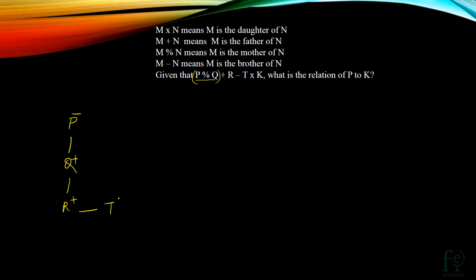Okay. Now T cross K. T cross K means T is the daughter of K. Now what is the relation of P to K? Here you can see Q and K are coming together in the same level of generation. What is the relation between Q and K? T's parent is K and T's parent is Q also, because R and T are siblings and Q is the father of R and T. And T is K's daughter also. So that means K will be the mother of both R and T. So here Q and K are husband and wife.